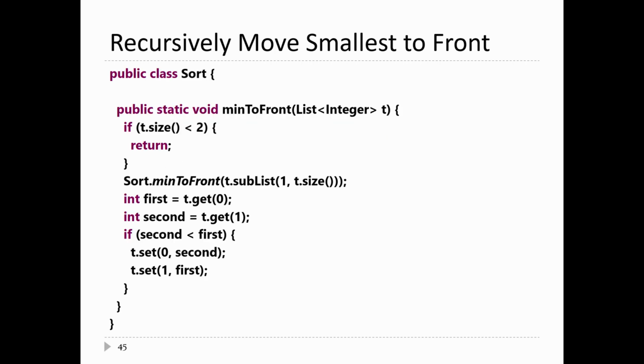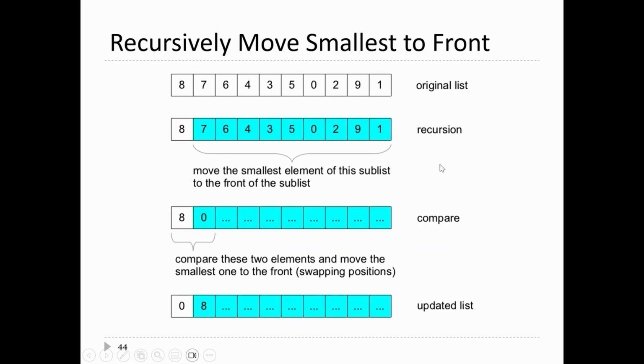Right? How am I going to do that? I'm just going to use the recursive method. So I'm going to call min to front, right? And I want to move the smallest element in the sublist, not including the first element, to the front of the list. Right? And so after this recursive call returns, we have this picture here.